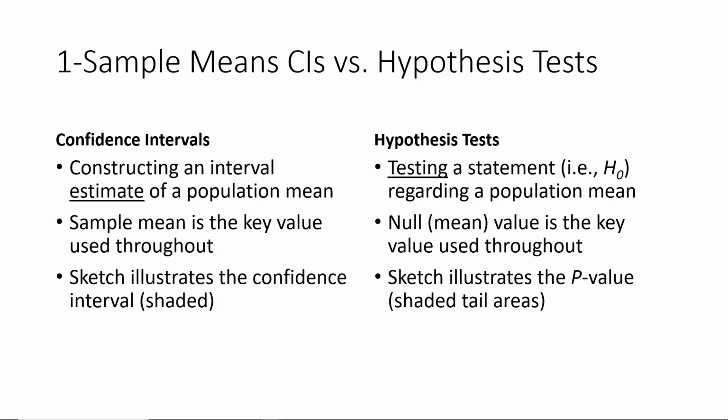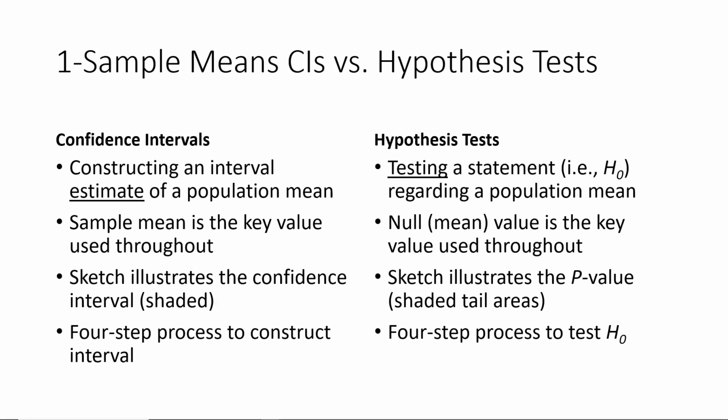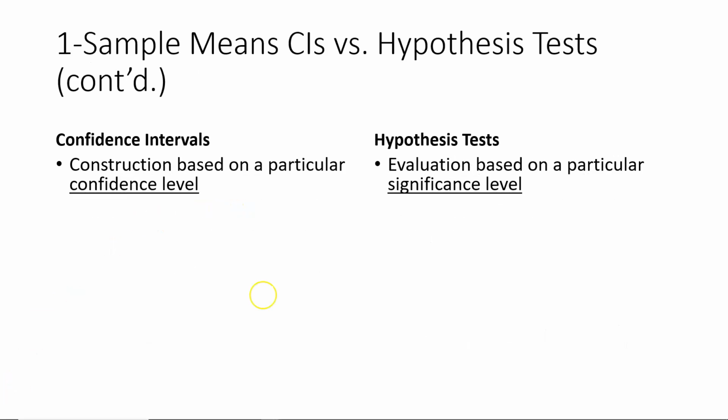And then lastly, for both confidence intervals and hypothesis tests, we run a four-step process. In the case of the confidence interval, we do it to construct the interval. In the case of the hypothesis test, we do so to test the null hypothesis.